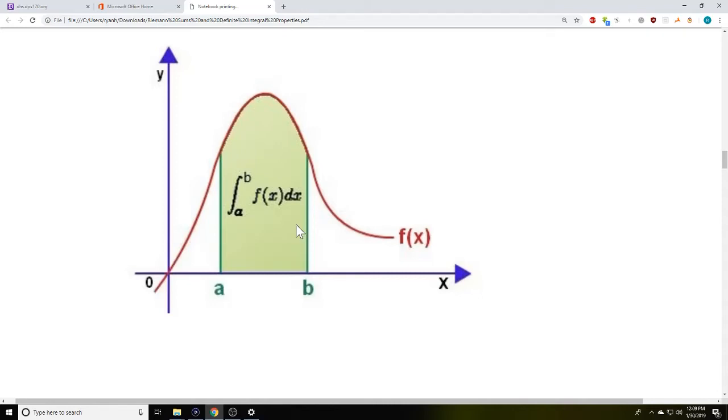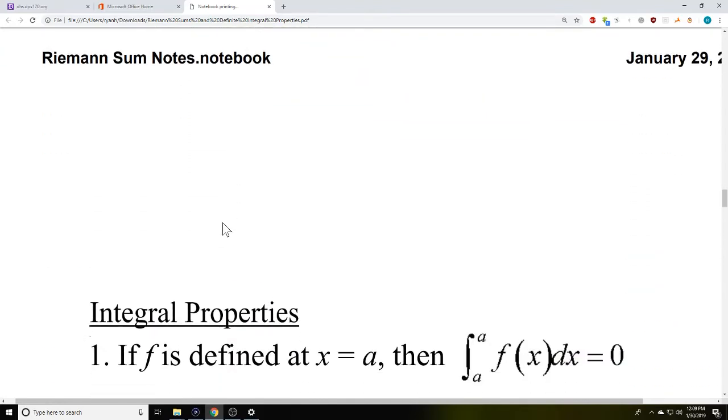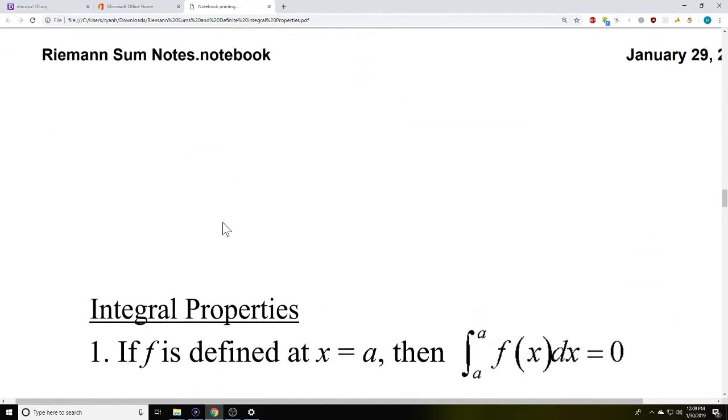From a to b, from our bounds of integration. Okay, so that's our terminology that we're using. Now let's look at some properties. This part is on the very back page of your notes.